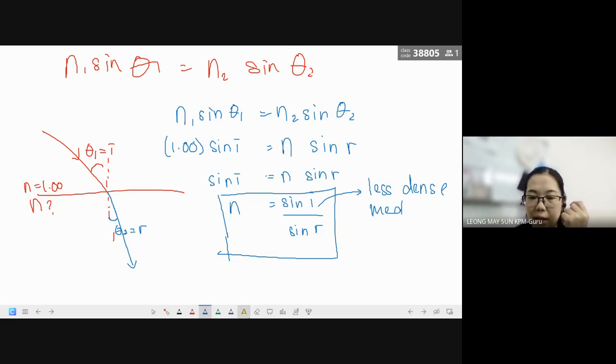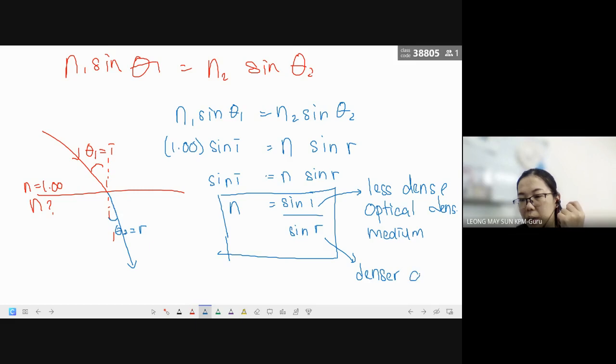Okay, less dense optical density medium. I have to train myself to say the correct phrase. Less dense optical density. And then R is actually located at a denser optical density medium.